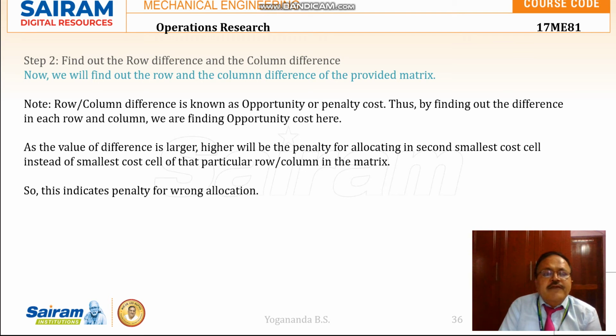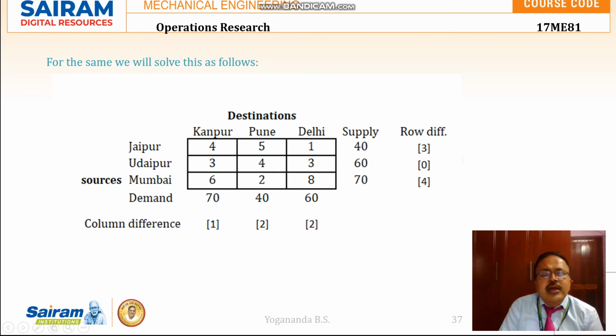So by finding the difference in each row and column, we are finding the opportunity cost. So if the value of difference is larger, it means higher will be the penalty. So instead of allocating to the smallest cost, if we allocate to the next second smallest cost, that will be considered as the penalty. So this difference what we are finding here will be taken as the penalty for wrong allocation.